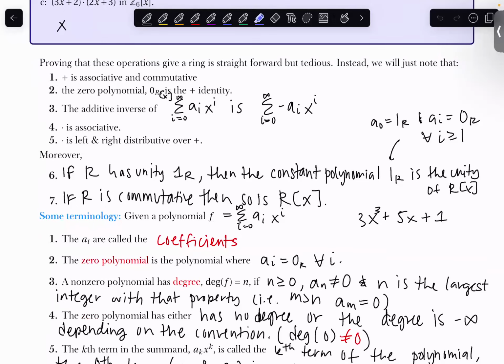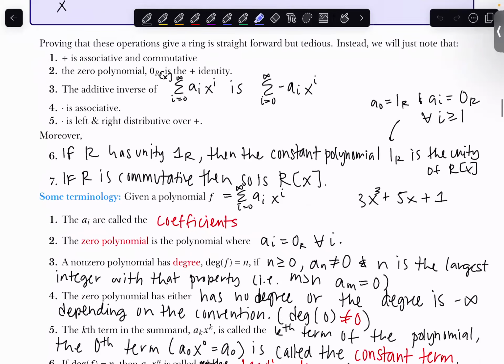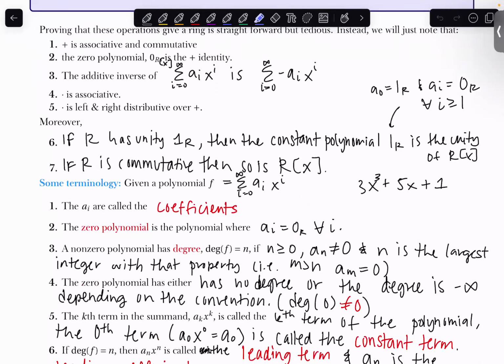If I want to find an additive inverse, I just find the additive inverse of all my coefficients, and that gives me my new additive inverse. That way, when I add them together, index by index, I'll get 0 for all my coefficients. My multiplication is going to be associative, and then it's going to be left and right distributive over the addition. So it does actually give us back a ring, even though we didn't check all of these pieces here, we do get them.